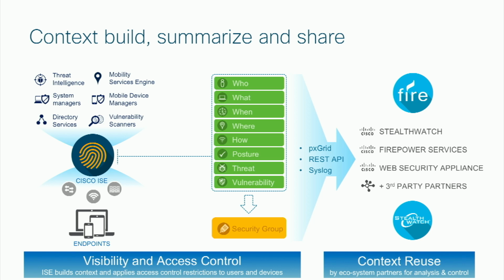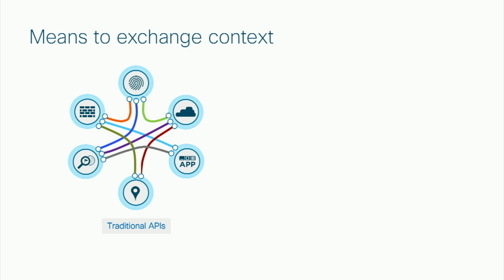Okay? Now, when I say that I can exchange context, I mentioned some options here: syslog, REST API, pxGrid. Syslog is there from day one. With APIs, you can pull the required context out of ISE that you care about. But pxGrid is something that we believe is the better way to share or exchange context. Because with APIs, this is how the integrations look. It's a one-to-one, platform-specific integration. It's not very effective, and it's not very scalable in large deployments.